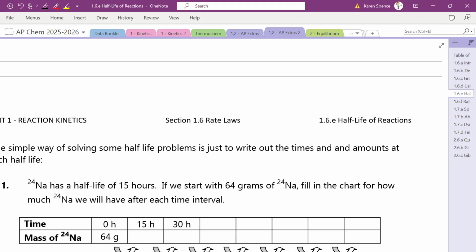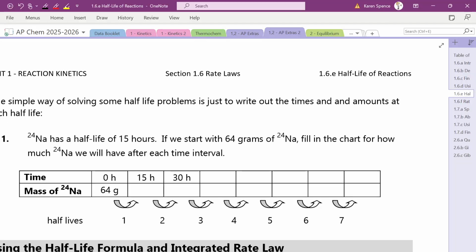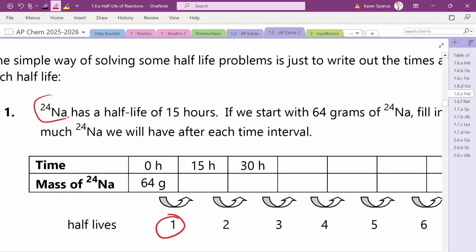So one way, if they give you lovely, nice numbers, you can just draw a little chart with all your half-lives, and you can say, after half-life number 1 has gone by, if we've got Na24, which has a T1/2 equal to 15 hours, and if we start with 64 grams, and I should put here that the mass is in grams, although that now looks like a gas, so I'm going to put grams down here. Could you guys fill in the rest of the chart?